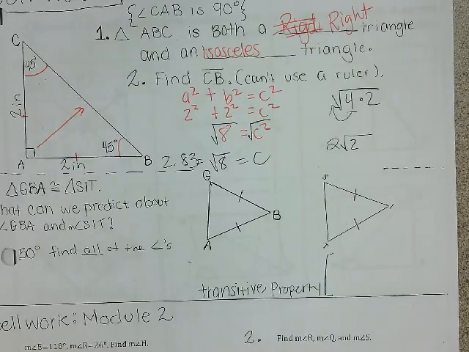All right, so I already said all these things. 2.83, square root of 8, or 2 times the square root of 2. They all equal the same thing. They're all just written in different ways. Okay? All right, so let's look at the next one.